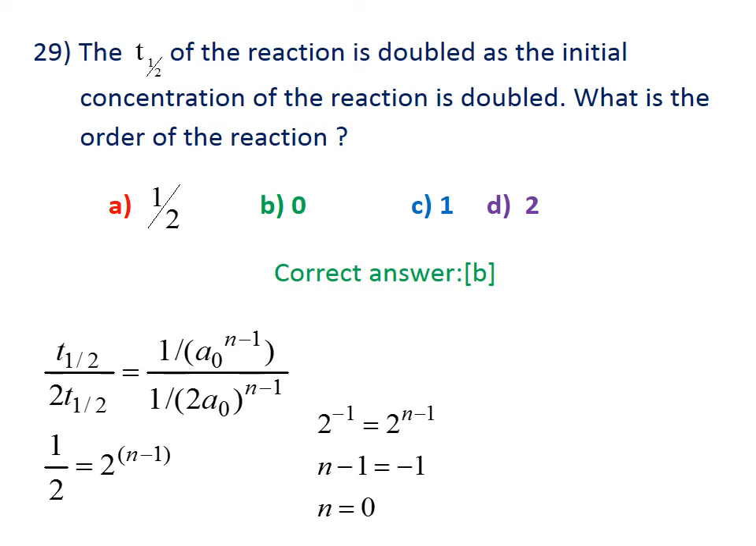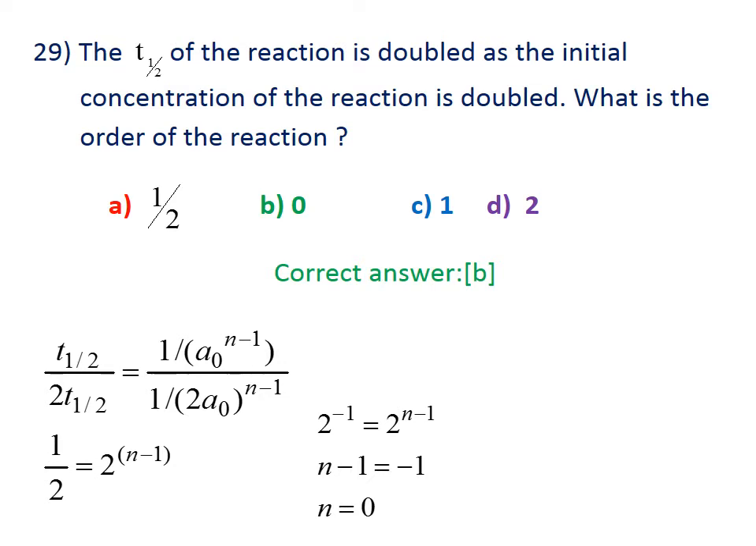29. The half life of the reaction is doubled as the initial concentration of the reactant is doubled. What is the order of the reaction? Here the order of the reaction is 0. The half life is doubled. T half by 2 into T half. T half will be equal to 1 divided by A0 power n minus 1, divided by 1 by 2 A0 power n minus 1. Therefore you rearrange the equation.